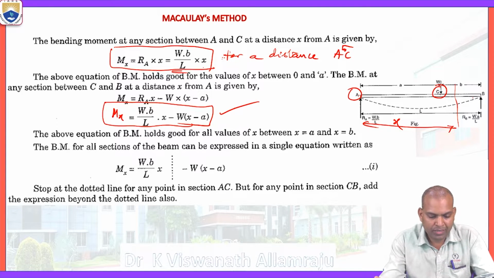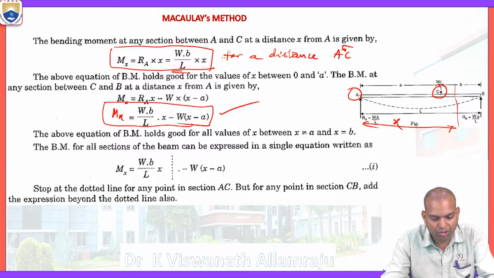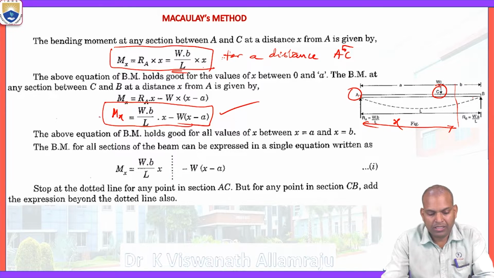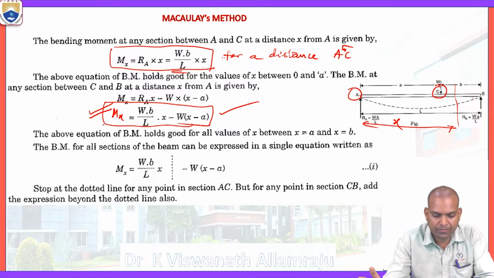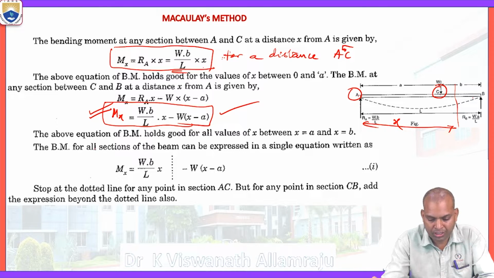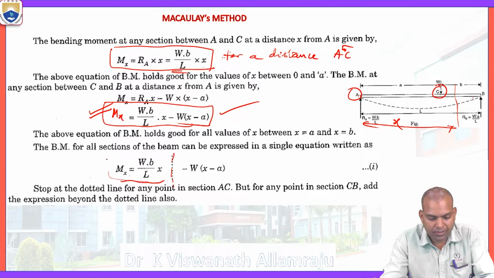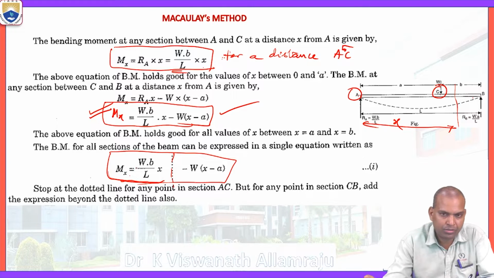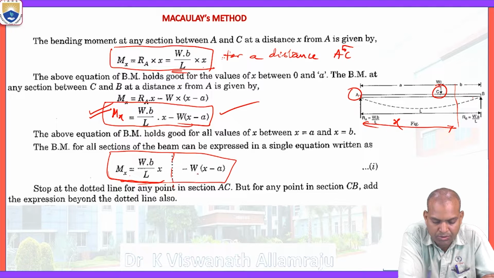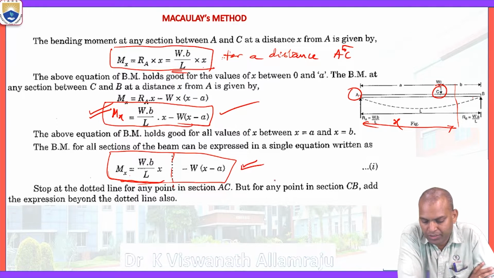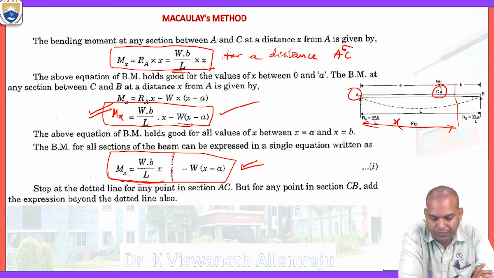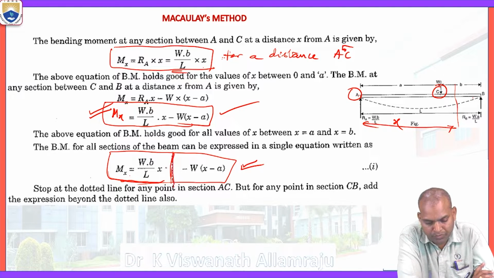Now what we are going to do in this method is make dotted lines for sections. This equation is suitable throughout the section. So we are going to make a partition into two parts. This part, Mx equal to Wb by L times x, is suitable for the variation of the slope and deflection between A and C. And the total sum of the two parts, Mx equal to Wb by L times x minus W times x minus a, is useful throughout the span of the beam. Now, these are the two parts we made here.